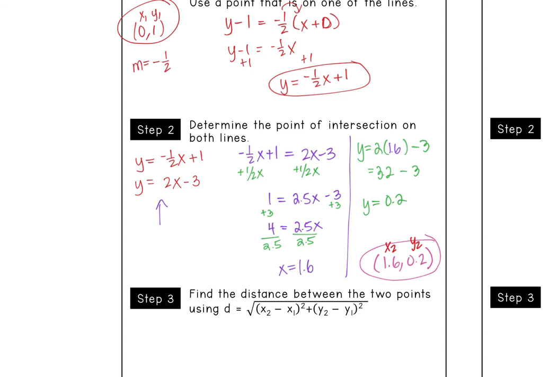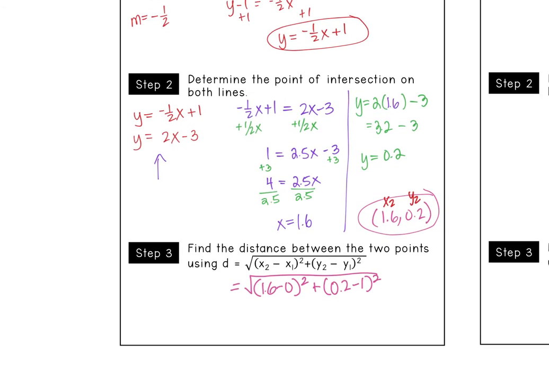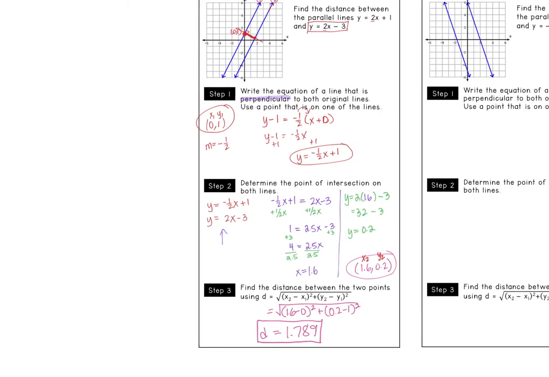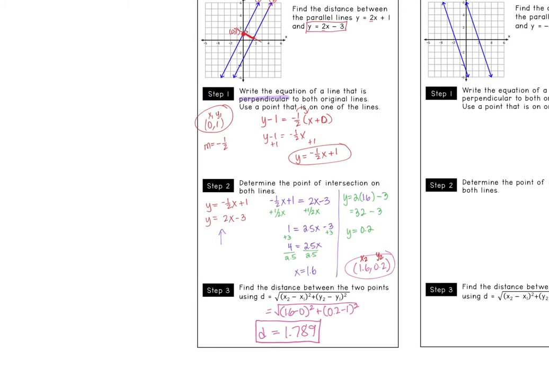So distance equals the square root of (1.6 minus 0) squared plus (0.2 minus 1) squared. And this time around, we're just going to type everything directly into the calculator. So when I do this, I get 1.789. So that is the distance between those two lines. So a little bit less than 2.